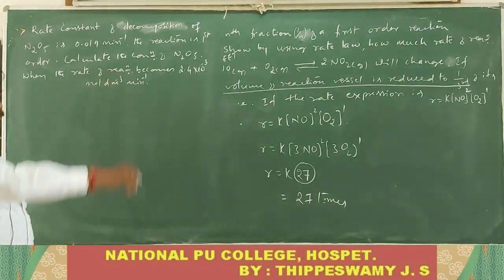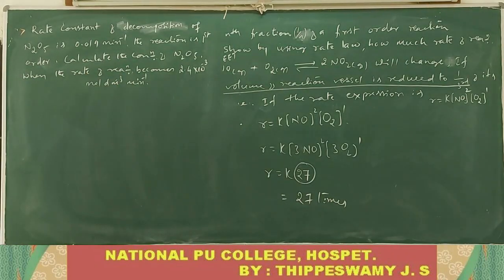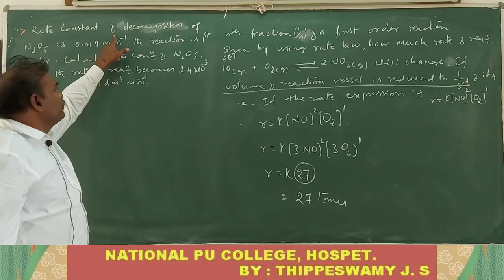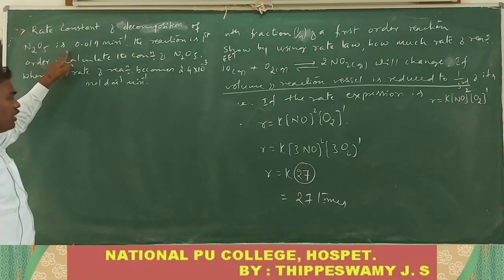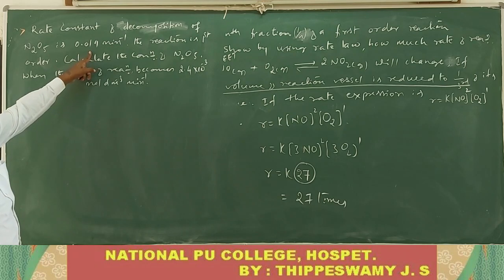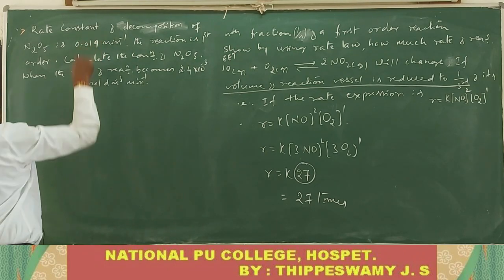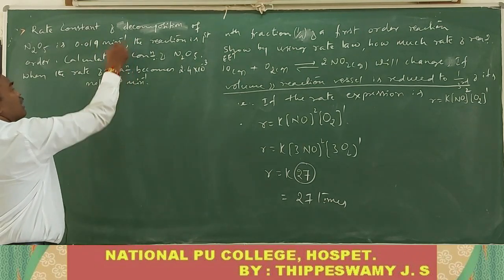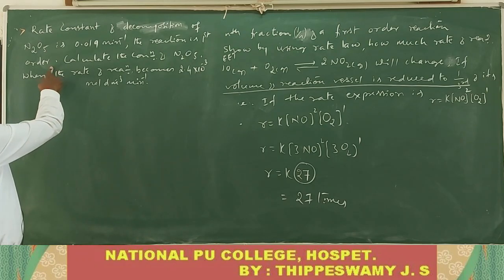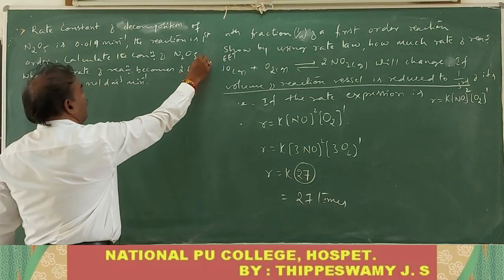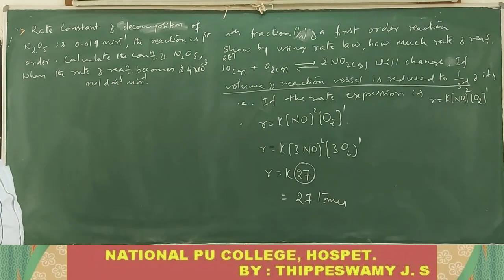Okay, see, this is one of the numericals based on rate of reaction. The rate constant of decomposition of N2O5 is 0.019 per minute. The reaction is first order. Calculate the concentration of N2O5 when the rate of reaction becomes 2.4 into 10 to the power minus 3 mole per dm cube per minute.